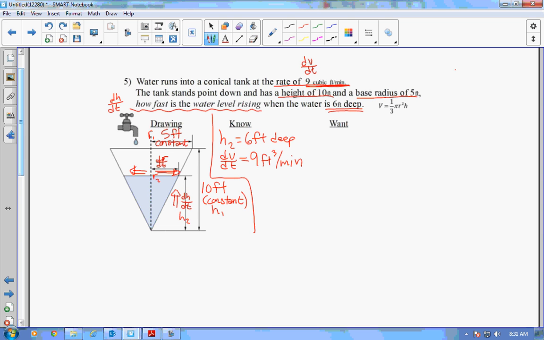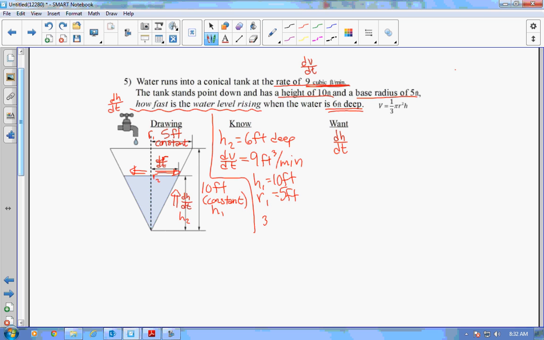Okay. We also know the tank stands. We know the height. H1 is 10 feet. We know R1, the original, is 5 feet. We know a lot. We want to know what? dH dt. We want to know dH dt when the water is 6 feet deep. Okay? So, those are the first two steps.